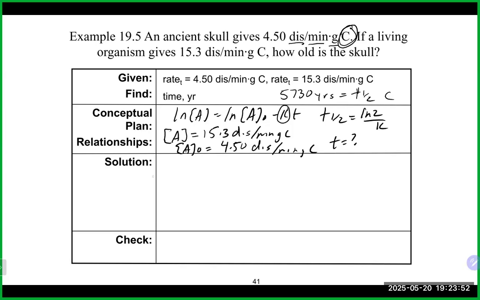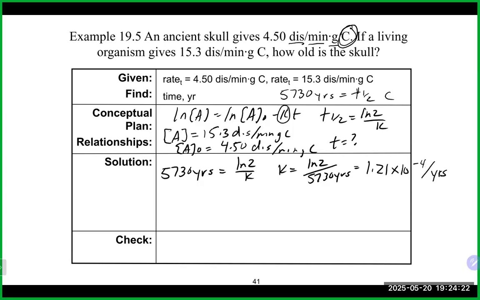Using our half-life equation, 5730 years is equal to the natural log of 2 divided by k. So k equals the natural log of 2 divided by 5730 years. That's going to give us a decay constant of 1.21 times 10 to the minus 4 reciprocal years. Now that we have that, we're going to take the natural log of 4.5.